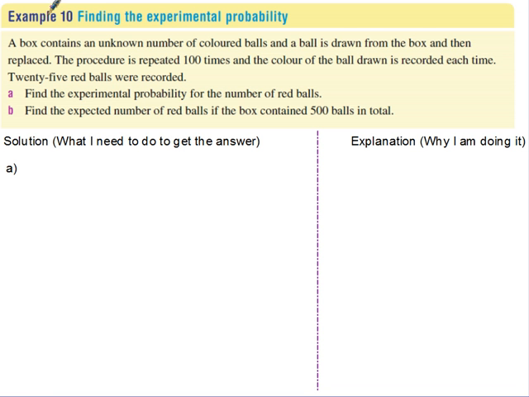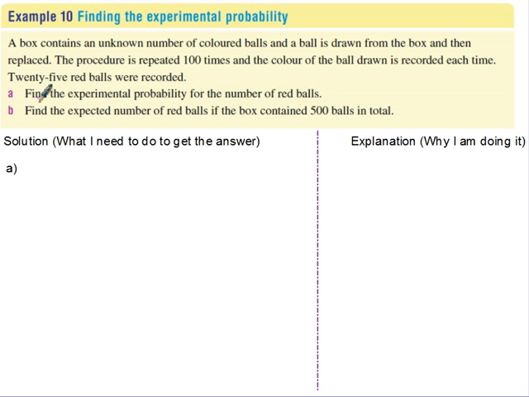So what they're going to do in this example is use experimental probability to find the probability of a red ball. And they do that by conducting a lot of trials, a trial being drawing a ball from the box and then putting it back in. They do that 100 times, and they record the colour of the ball that's drawn each time. And they noted in particular that 25 red balls were recorded.